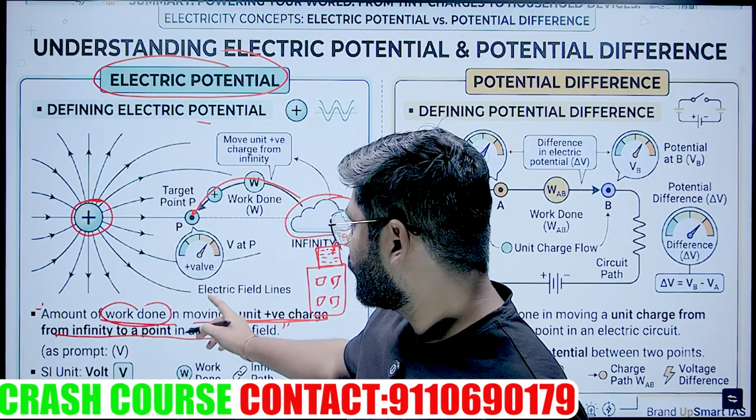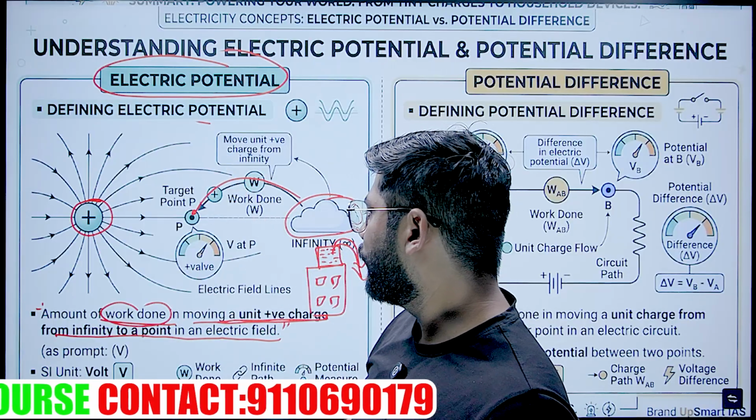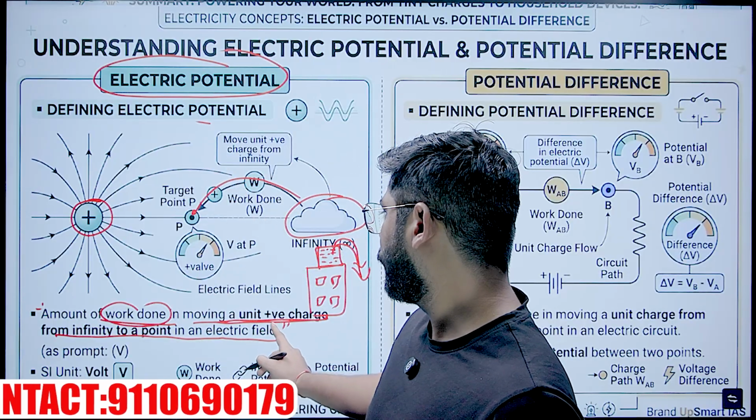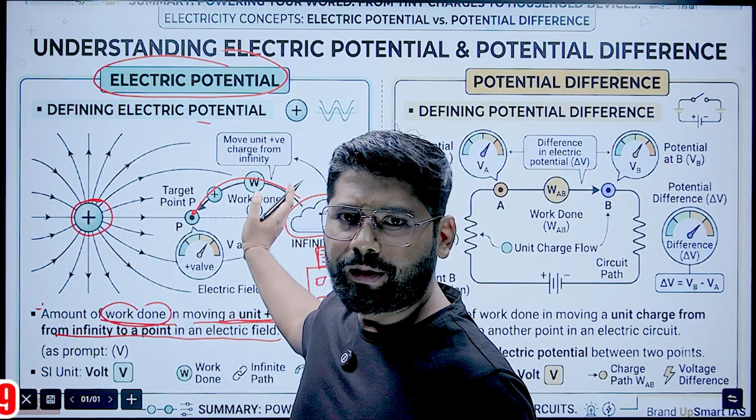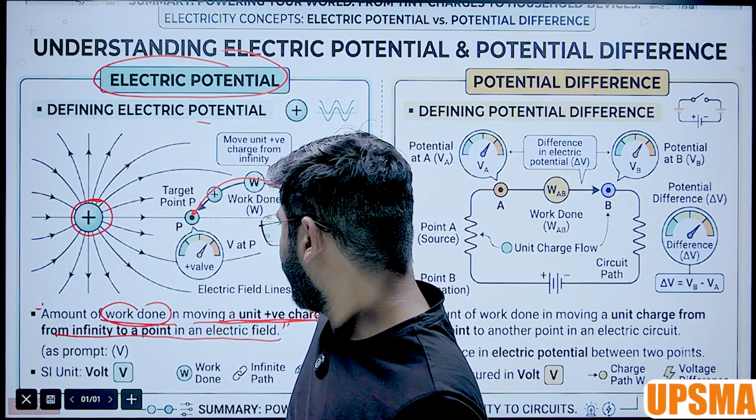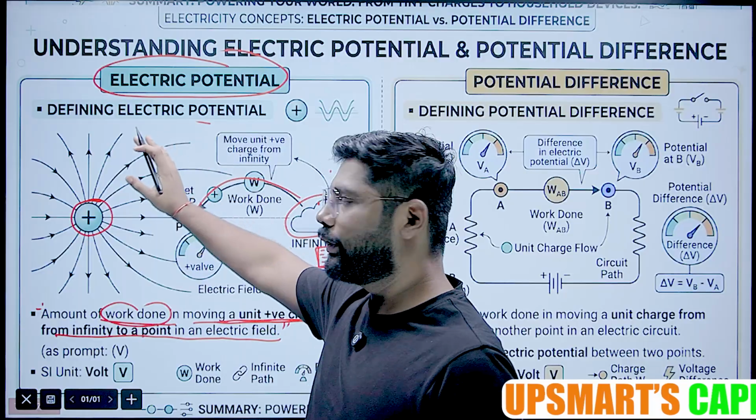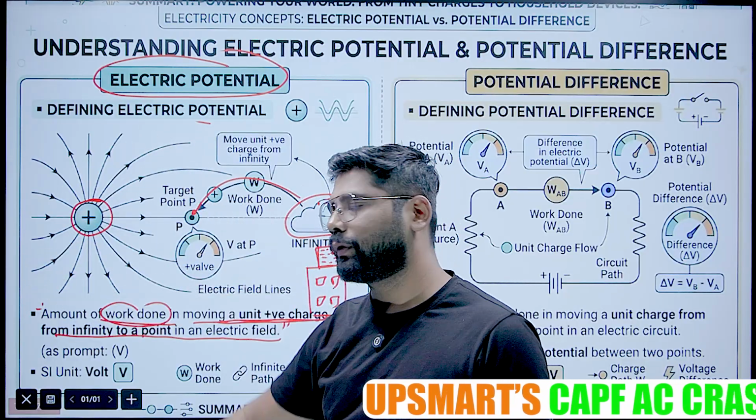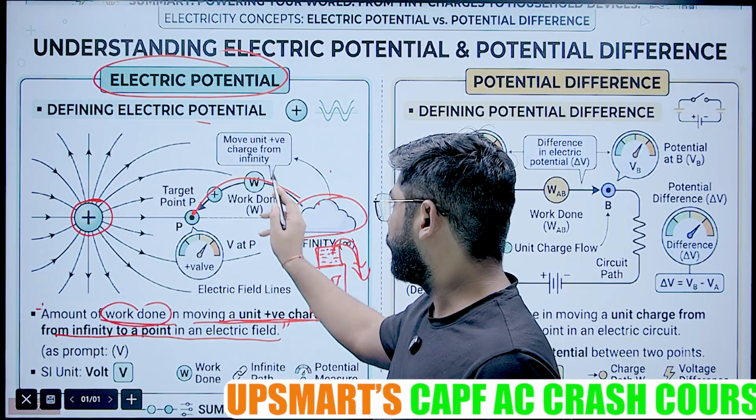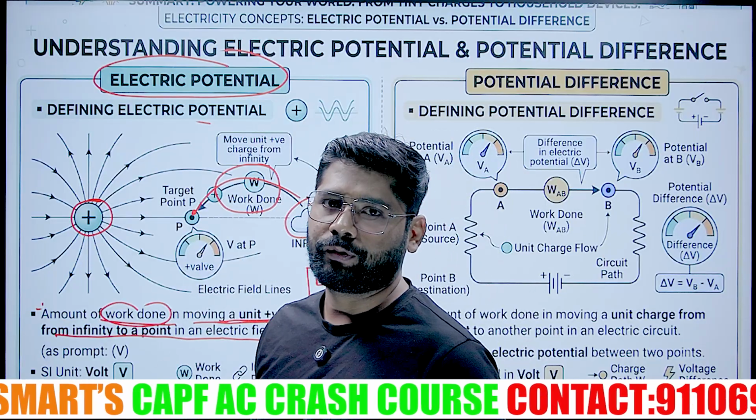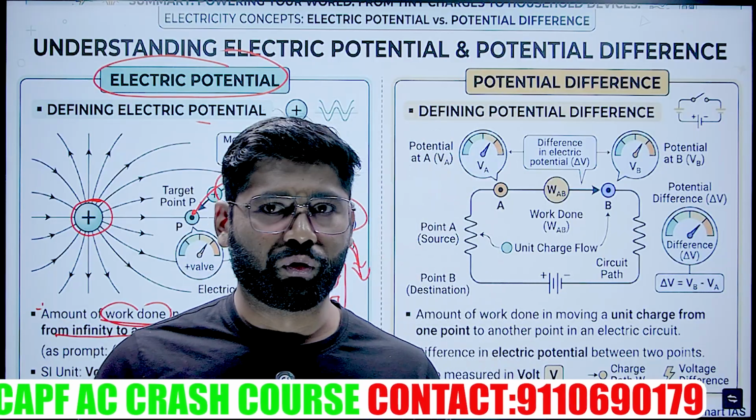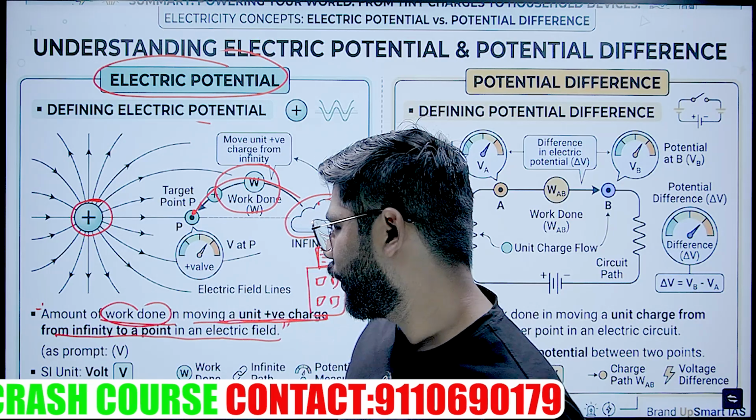So what is the electrical potential? It is the amount of work done in moving. The amount of work done means the electric force that is generated anywhere in the universe and is coming towards the proton. The total work done that we measure in this period is nothing but electrical potential. It is the potential to move.